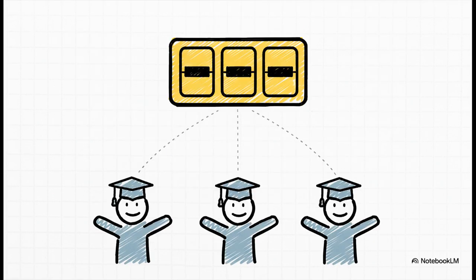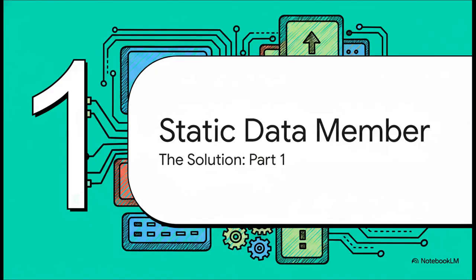Okay, let's make this less abstract. Say you're building a system to manage students. Easy enough. But you're probably going to need a running total of every single student record you create, just a simple counter. But where would you even put that counter? It doesn't belong to any one student, it belongs to the whole class of students. So how does C++ handle this?